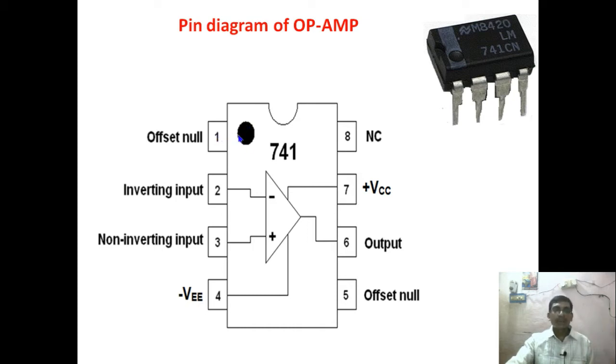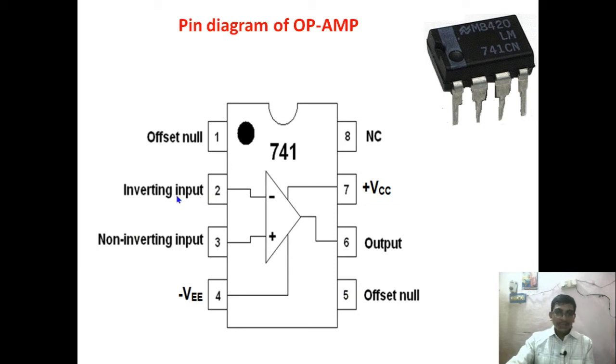Okay, and also sometimes we will have the dot. So this dot indicates the first pin. Now we can identify the pin numbers as 1, 2, 3, 4, and the next pin will start from the bottom: 5, 6, 7, 8. The first pin is called the offset null adjustment pin. The first pin as well as the fifth pin are called offset null adjusting pins. I will tell you what the use of these two pins is.